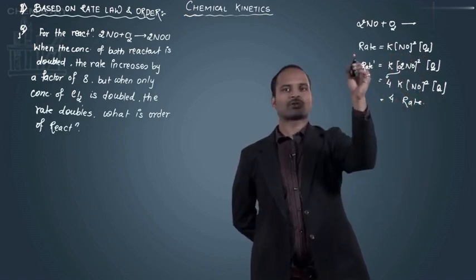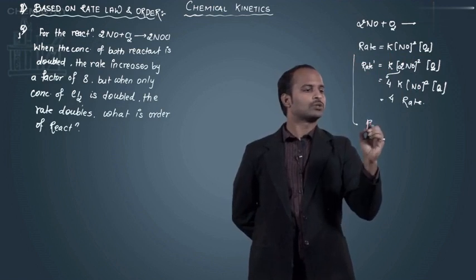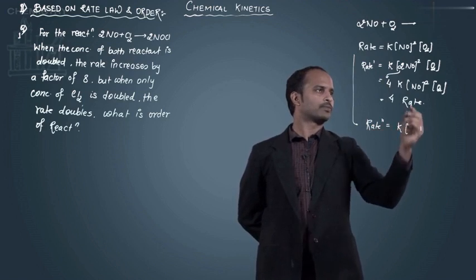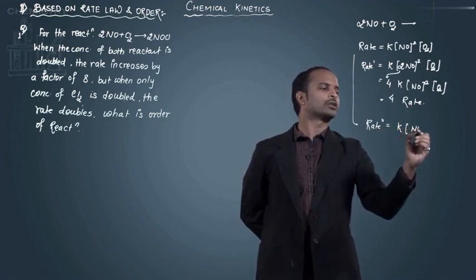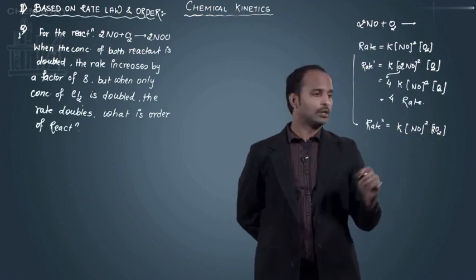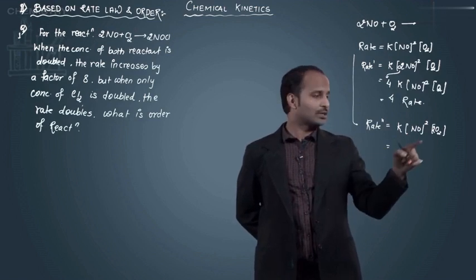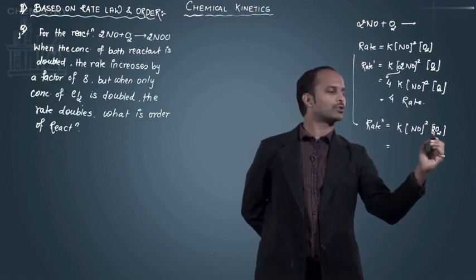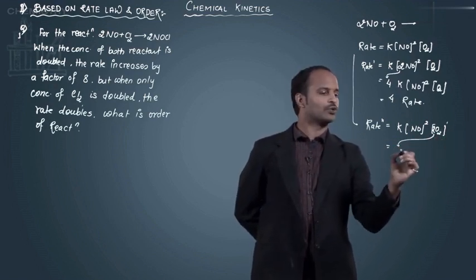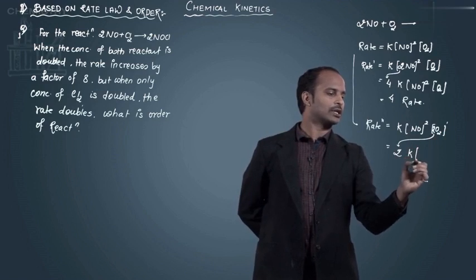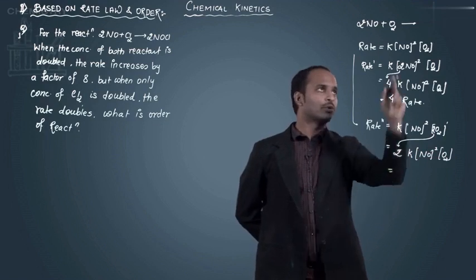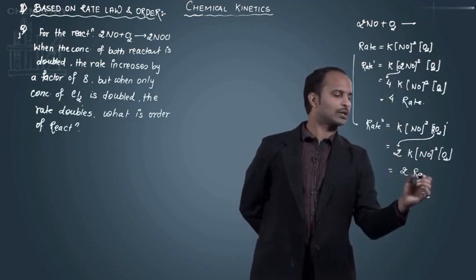If I'm doubling the concentration of O2, then what happens? So rate double dash will be equal to K into NO whole square into twice of O2, because we doubled it. Now how much will doubling of oxygen affect the rate of reaction? It totally depends upon which number is coming outside. Since the power is 1, only 2 will come outside, and then the left quantities are K into NO whole square into O2. And this left quantity is nothing but the original rate, that is how the rate of reaction changes.